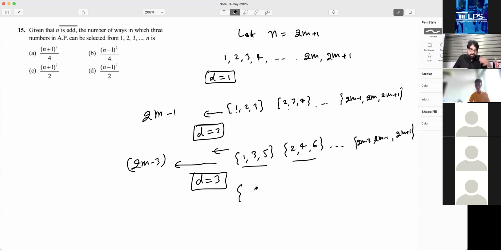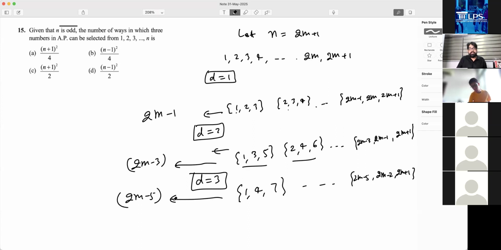Similarly, d equal to 3, you can take. What will happen? After 1, 2, 3, you'll get the pattern 1, 4, 7. See, d equal to 1 gives 2m minus 1, d equal to 2 gives 2m minus 3. Now, if 3 is there, what will happen? Last term is 2m plus 1. Then before that, 2m minus 2. Wait, 3 is there, no? And then 2m minus 5. So here the number of terms will be 2m minus 5.